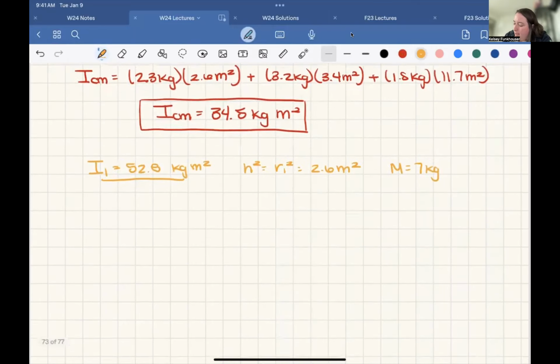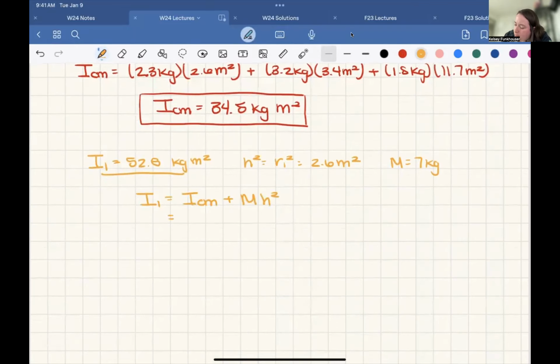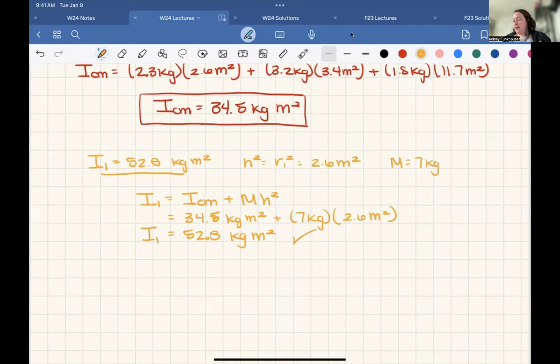We're just comparing. So we say the rotational inertia through mass 1 is the rotational inertia through the center of mass plus the total mass of the system times the distance between those two rotational axes. So this one is 34.5 kilogram meters squared plus 7 kilograms times 2.6 meters squared. And this is 52.8 kilogram meters squared. So cool, verified the parallel axis theorem there.